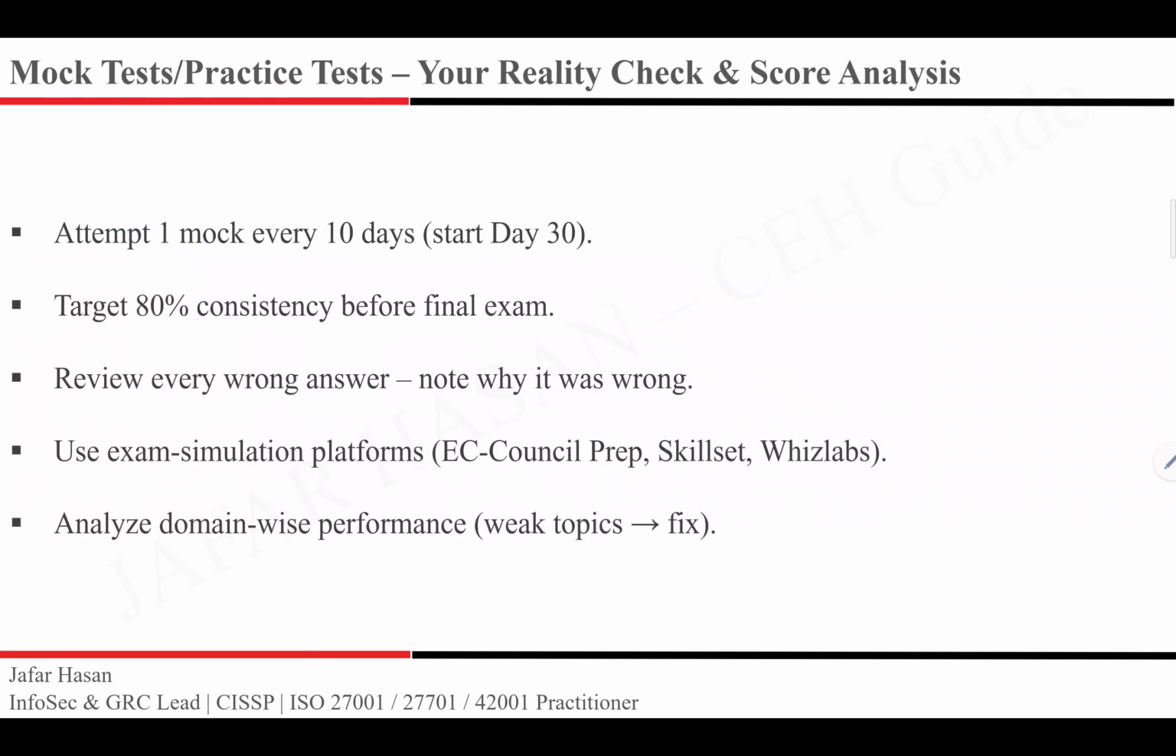Don't just look at the percentage. Find out why you chose a wrong answer. After each mock, revise that specific topic the next day, and do at least 5 to 6 mocks before the exam to get more comfortable with the timing, because the exam duration is 4 hours.